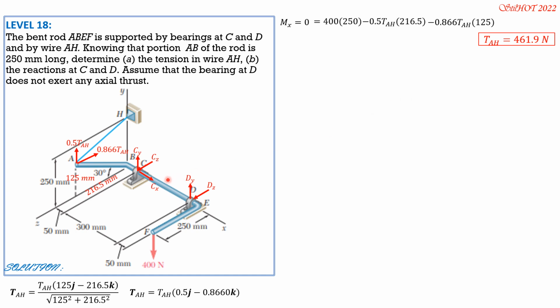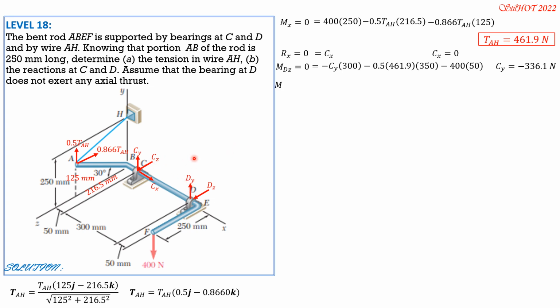Then sum of Fx equals 0 to solve for Cx. So Cx plus nothing equals 0. Therefore Cx is 0. Our moment about Dz equals 0 to solve for Cy. So this is the positive sense of moment. So equals negative Cy times 300, then minus 0.5 tension AH times 350, 50 plus 300, and minus 400 times 50. So solving, Cy is equal to negative 336.1 newtons.